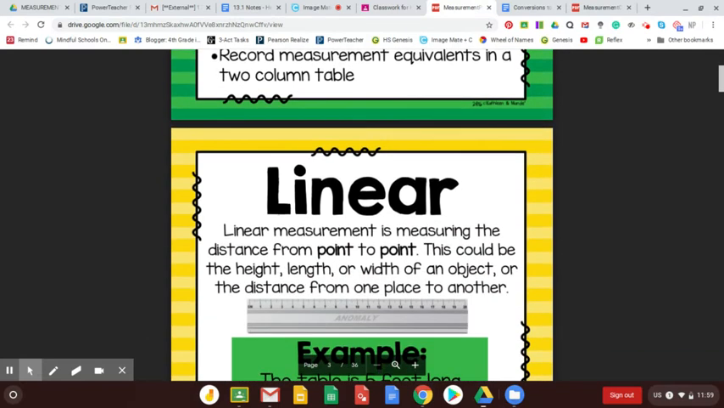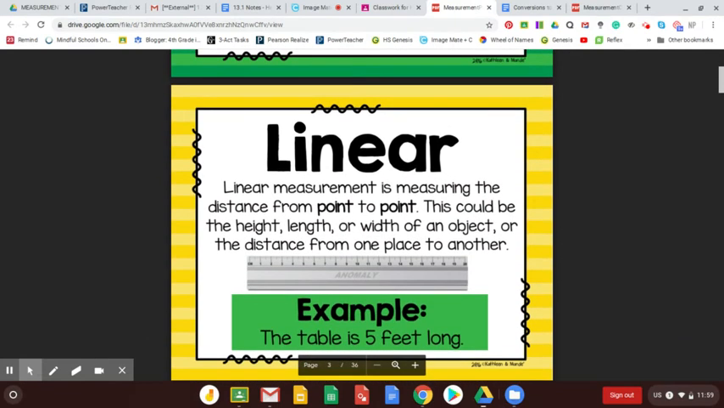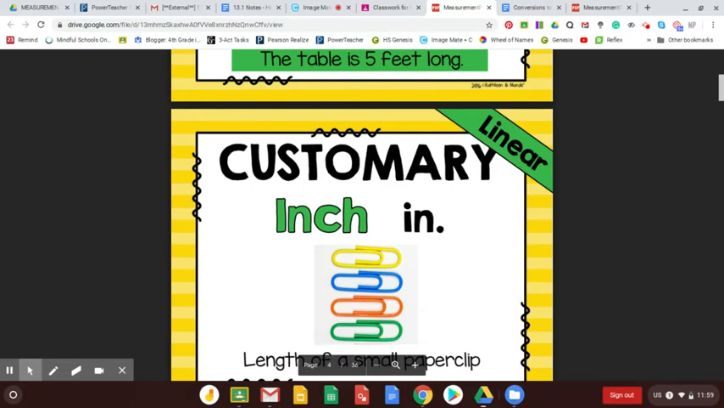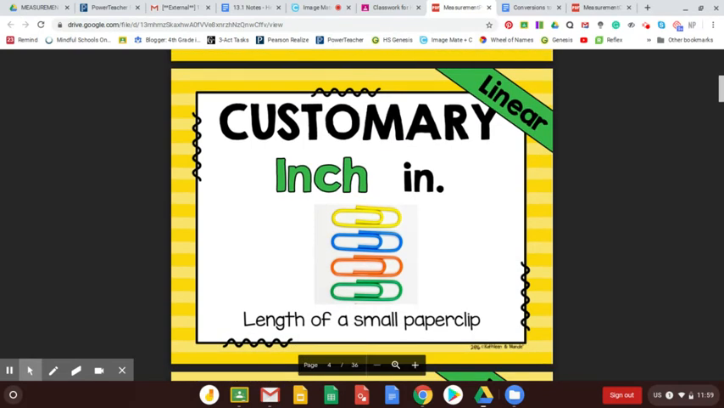All right, so linear measurement is using a ruler basically. And we can use linear measurement in units of inches.